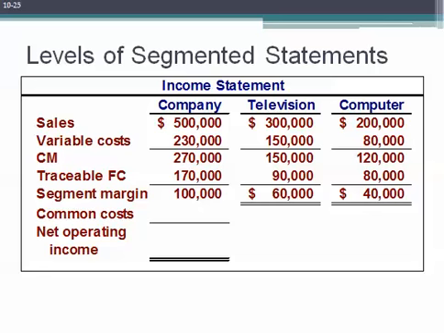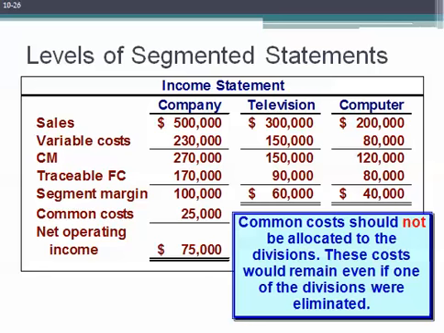After we then subtract our common fixed costs of $25,000, we will end up with our overall net operating income of $75,000. The $25,000 in common fixed costs should not be allocated to the divisions, because even if we were to get rid of the television division, the $90,000 in traceable fixed costs will go away, but it wouldn't change our overall common fixed costs, which will remain at $25,000.